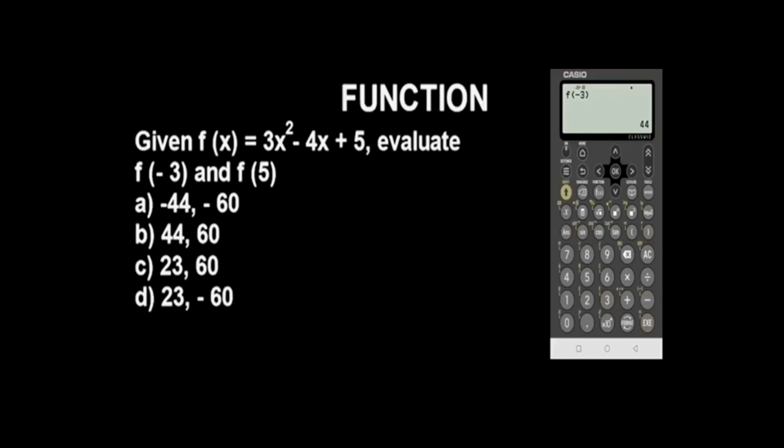Then what of f of 5? Let's go back, press this function button, f of 5, close the bracket, what was it? 60. So the right option for this question is option B. Alright, 44 and 60 respectively. So it's as easy as this. Okay, so guys, this is basically how you can do this.